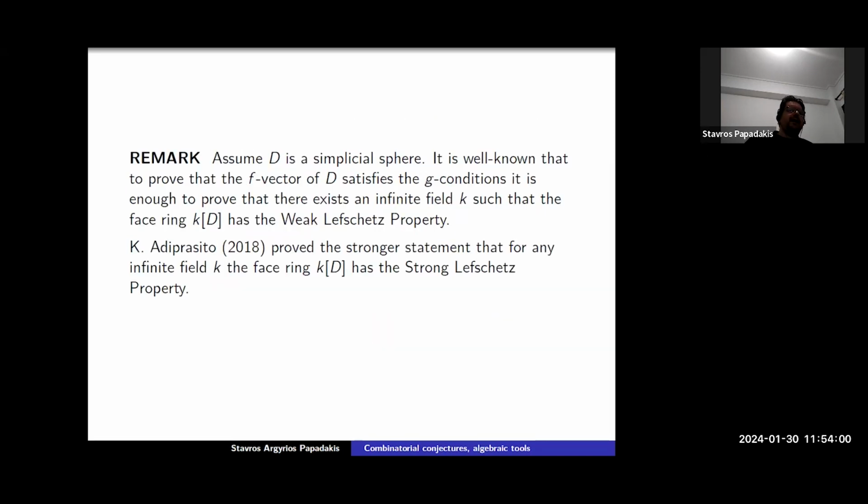This is a remark: assume we have a simplicial sphere. It is well known that to prove that the f-vector satisfies the g-conditions, it is enough to prove the weak Lefschetz property. Karim Adiprasito proved the stronger statement that for any infinite field K, the face ring K[Δ] has the strong Lefschetz property.